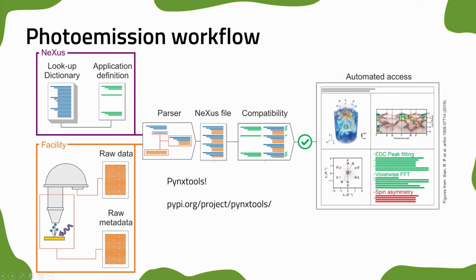What information should be collected about the beam and the detector? So once the data and the schema are available, we can feed them into what we call a parser. It's then a Nexus file. It should be checked for compatibility. And finally, it's in NOMAD. And in NOMAD, you can then perform analysis with it for photoemission.